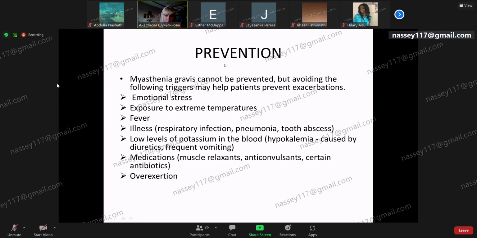And prevention. Myasthenia gravis cannot be prevented, but can be kept under control. We can see the appearance of clinical signs due to risk factors: emotional stress, exposure to extreme temperature, fever, different illnesses, hypokalemia, a low level of potassium in the blood, and taking some groups of drugs, which can provoke an attack of myasthenia gravis.